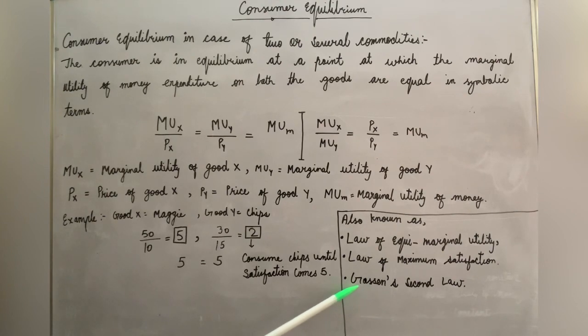And Gossen's third law is scarcity of resources, that we have scarcity of resources and we have to use them in a way that gives us maximum satisfaction. So Gossen has three laws. First law is the law of diminishing marginal utility. Second law is the law of equimarginal utility or law of maximum satisfaction, we can say. And Gossen's third law is scarcity of resources.